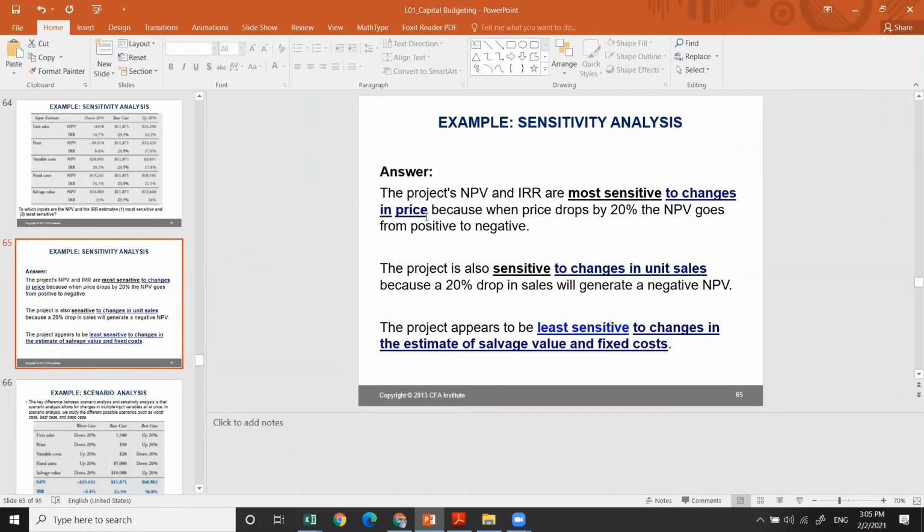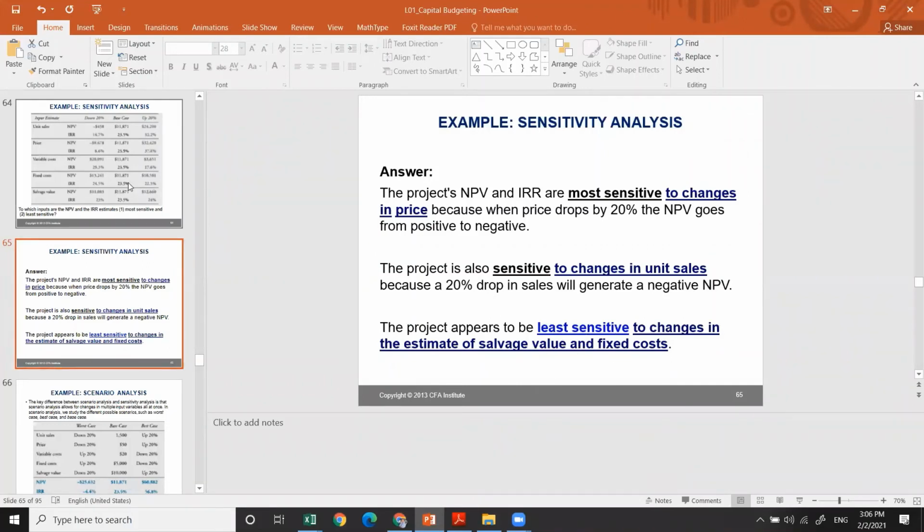And from here we can say that the project NPV and IRR are the most sensitive to changes in price, because when the price dropped by 20%, the NPV goes from positive to negative. The project is also sensitive to changes in unit sales as well. If you drop sales by 20%, it will generate negative NPV as well. So there's a huge change.